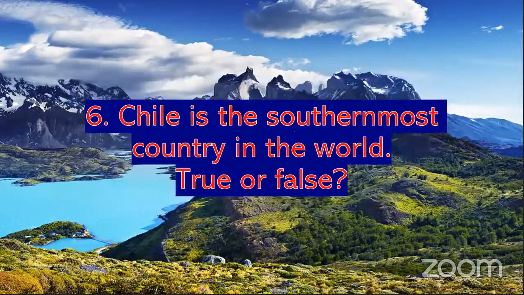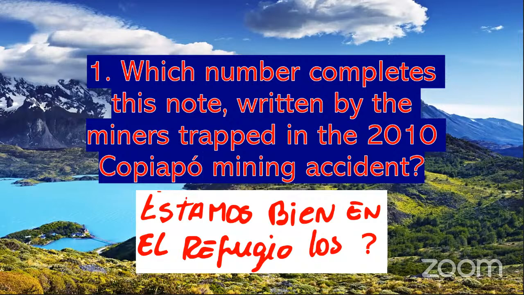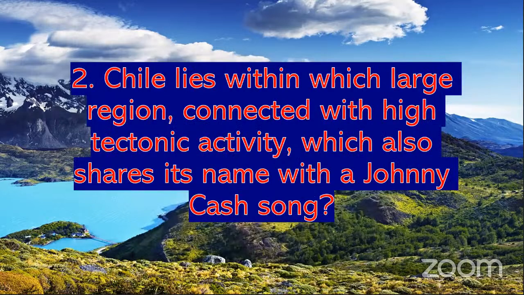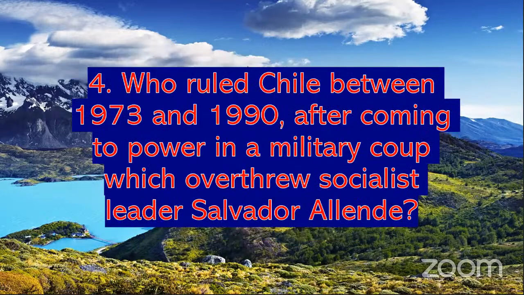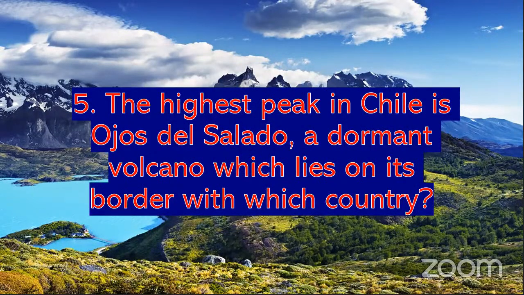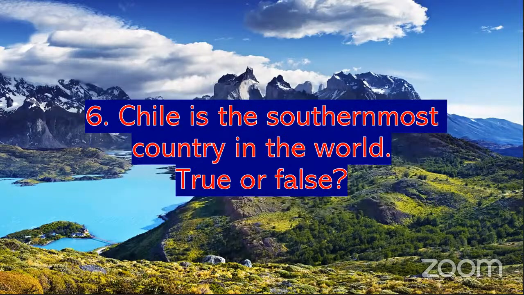Right. Question number one. We'll go through these again. Question number one. Which number completes this note written by the miners trapped in the 2010 Copiapó mining incident? Question number two. Which region in Chile is also the name of a Johnny Cash song? Question number three. The 1960 Valdivia earthquake is believed to be the most powerful of all time. What was its estimated moment magnitude? Question four. Who ruled Chile between 1973 and 1990 after coming to power in a military coup? Question five. The highest peak in Chile, Ojos del Salado, is a dormant volcano which lies on the border with which country?